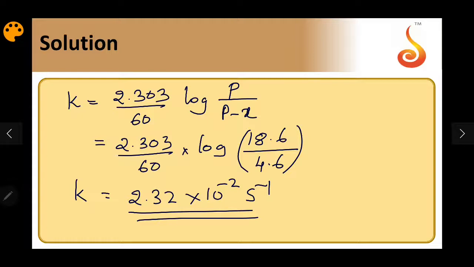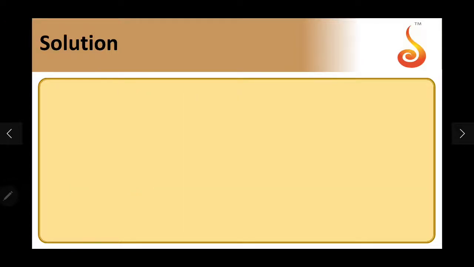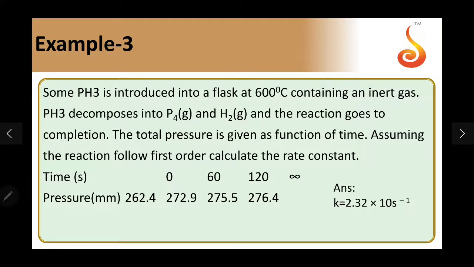We'll go to the solution, the options. So the answer is 2.32 × 10 power minus 2, the minus 2 is missing here, 10 power minus 2 per second.